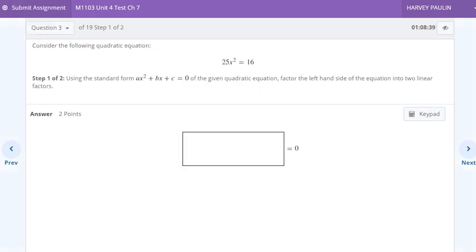Now, our next one is a quadratic equation. It's quadratic because it's to the second degree. And to solve quadratic equations, we have to put them in standard form. So 25x squared. I bring my 16 over to the other side, transpose it, get a negative 16, and equal it to 0. Now, this is in standard form, which is illustrated here.